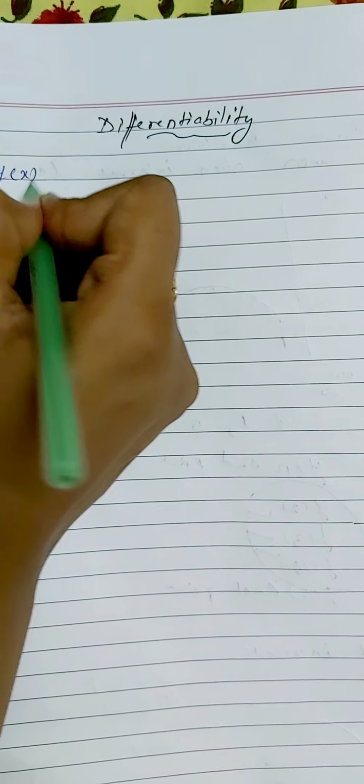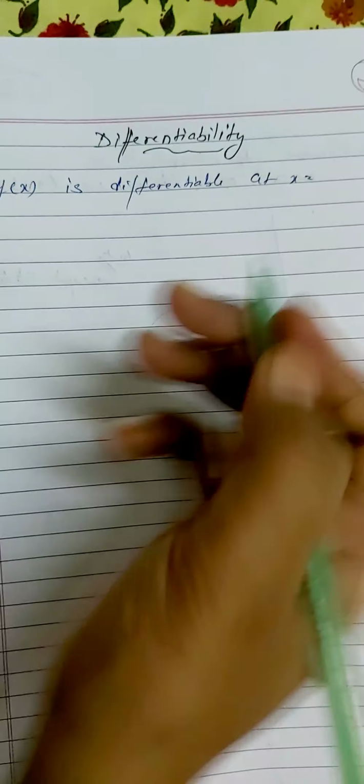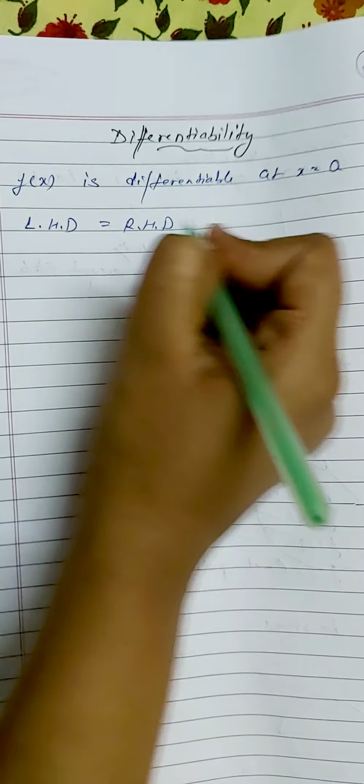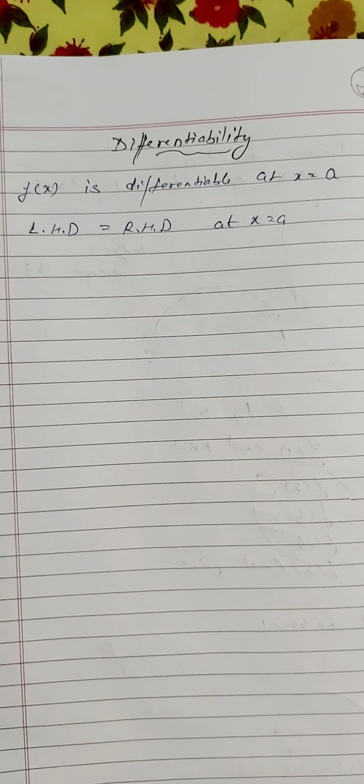Hello everyone, our topic is differentiability. Here, differentiability means our function f(x) is differentiable at a point, taking example a, or not. To check whether f(x) is differentiable at x equals a, our left hand derivative should be equal to our right hand derivative at x equals a. That is the concept of differentiability.